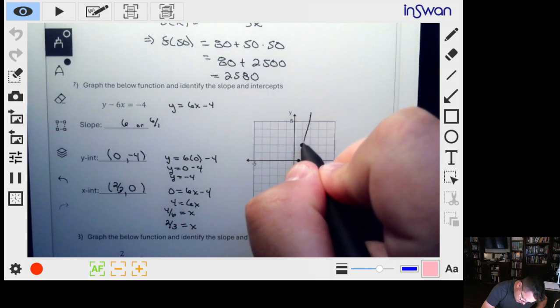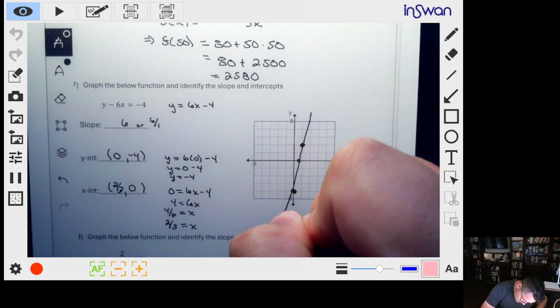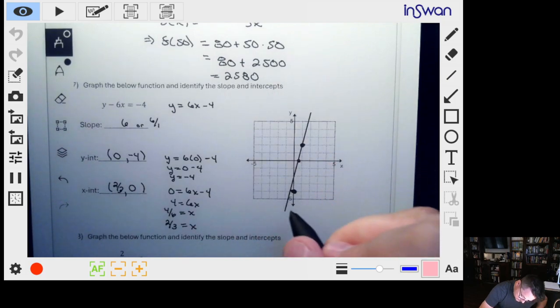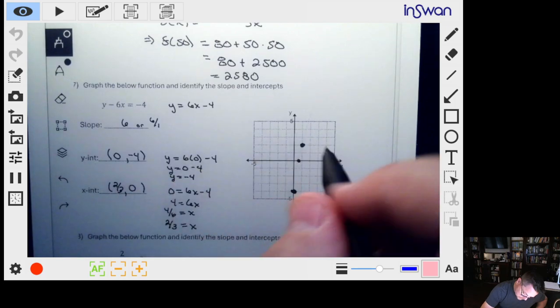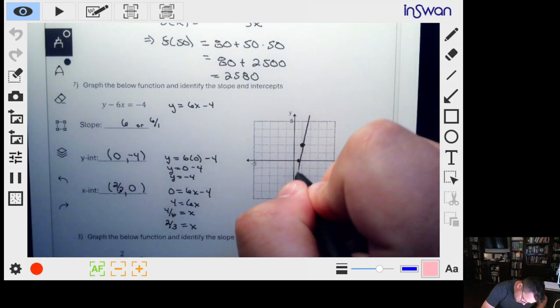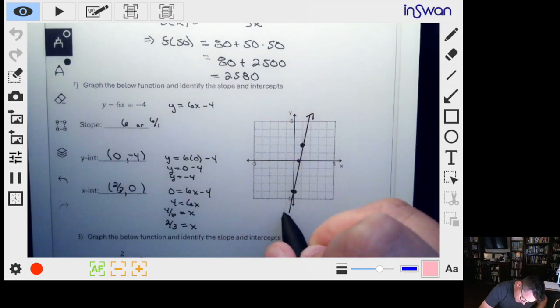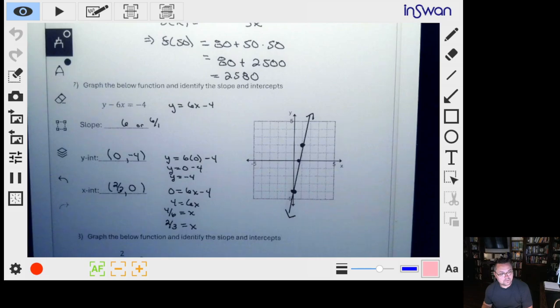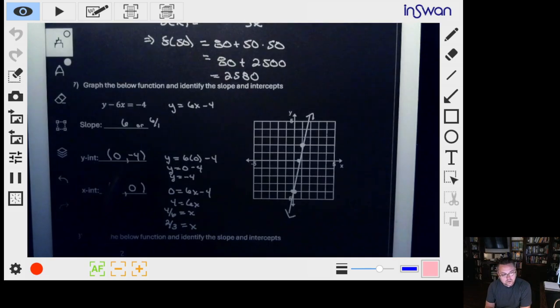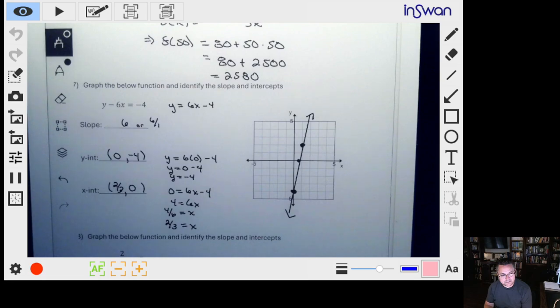I'll try to draw my line as best as possible. Yeah, that didn't work out real well. Let's try it again. That one was not so bad. And there we go. There's our line. And so we've got our different pieces, our slope and our intercepts. Plot all that stuff out, and we're ready to go.